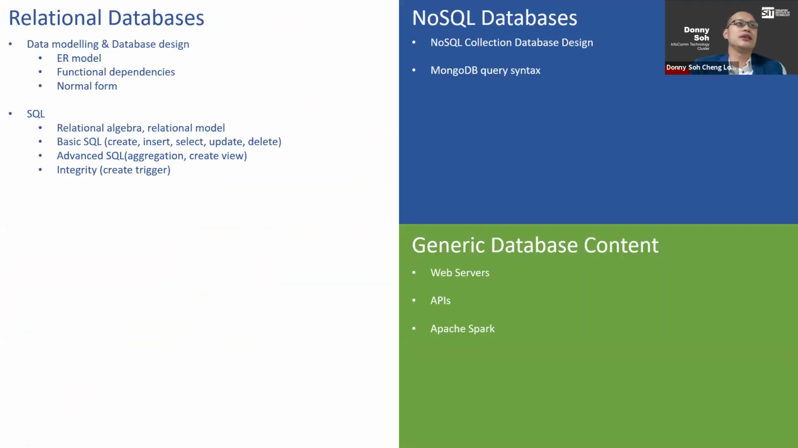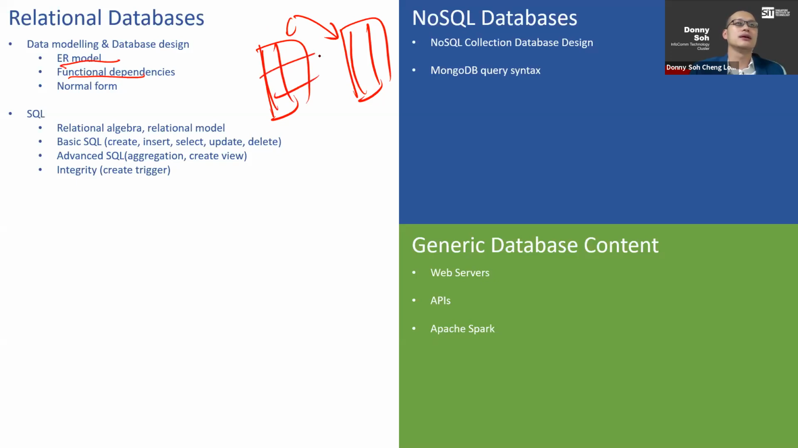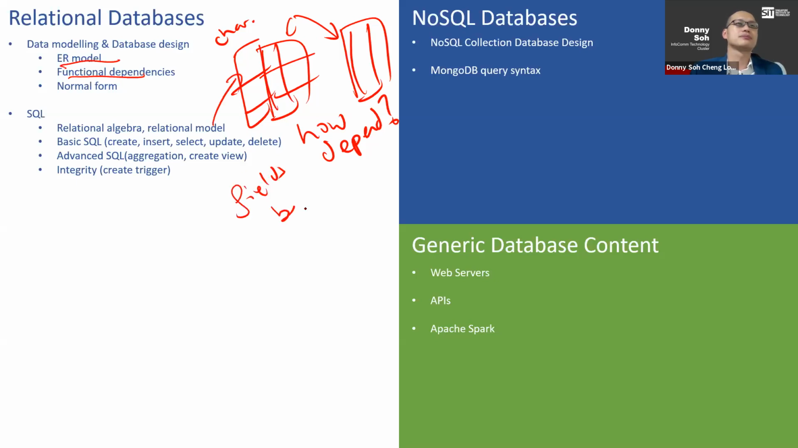In terms of relational database, we'll be talking about data modeling, database design, the ER model, as I shared earlier, the entity relational model, and functional dependencies. So we have tables. Some of these tables depend on one another, and how they depend will be one thing that we will be talking about. Some of these are also, let's say, characters. So how should these fields be structured? These are just some minor things that we'll be going through.